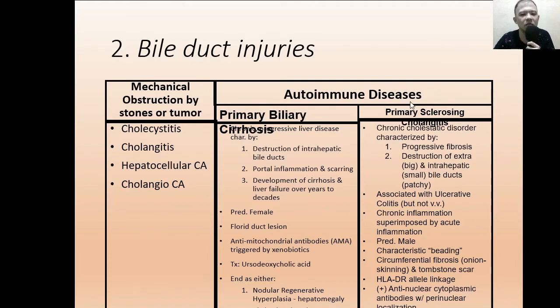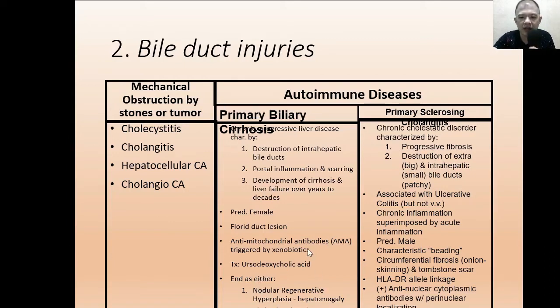But more or less the manifestation or the characteristics are very much similar. For primary biliary cirrhosis, what is affected are intrahepatic bile ducts. For primary sclerosing cholangitis, what are affected are the extrahepatic. You still see intrahepatic, but more in the extrahepatic. Okay, what else?